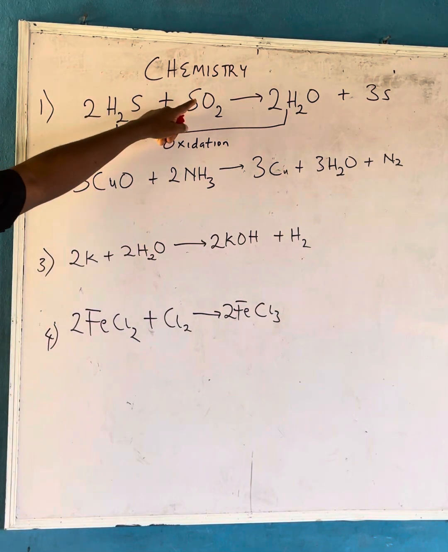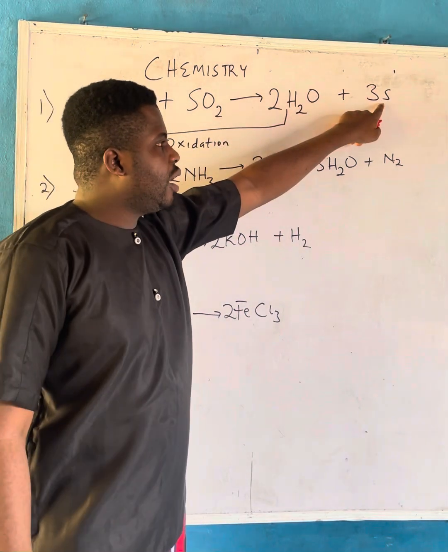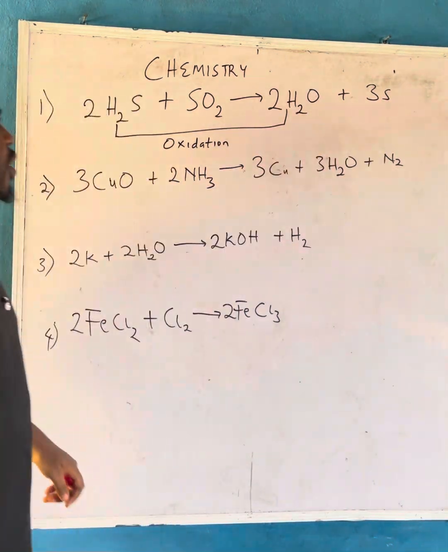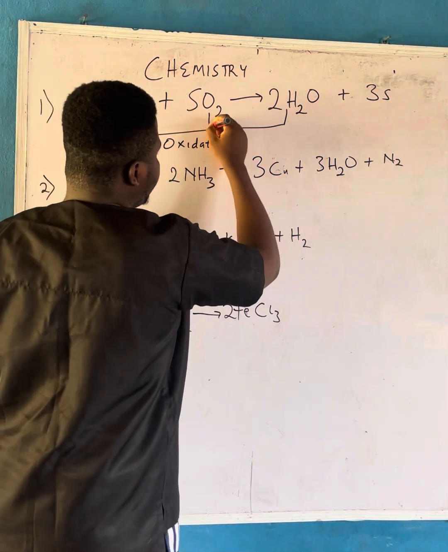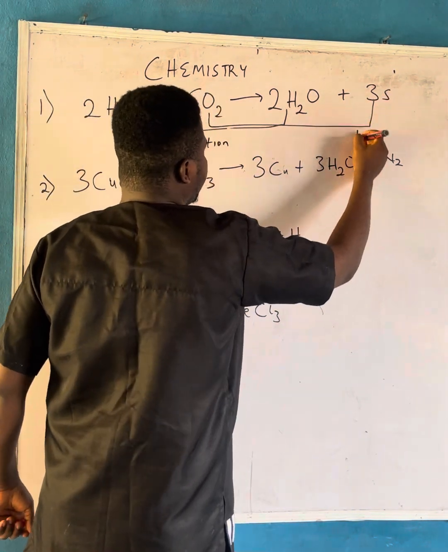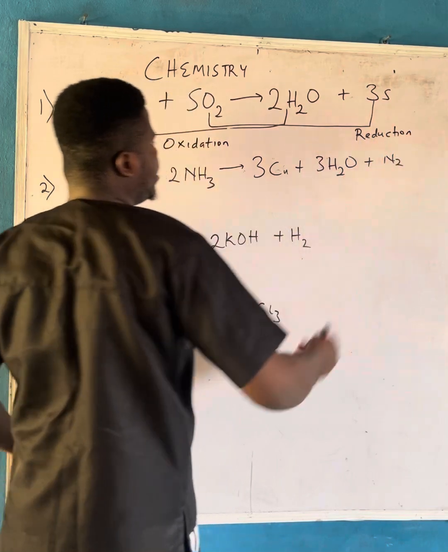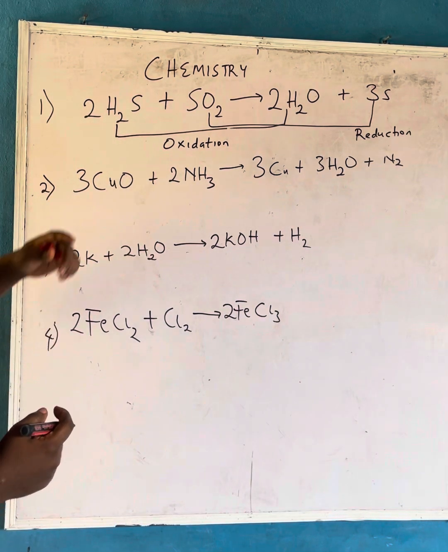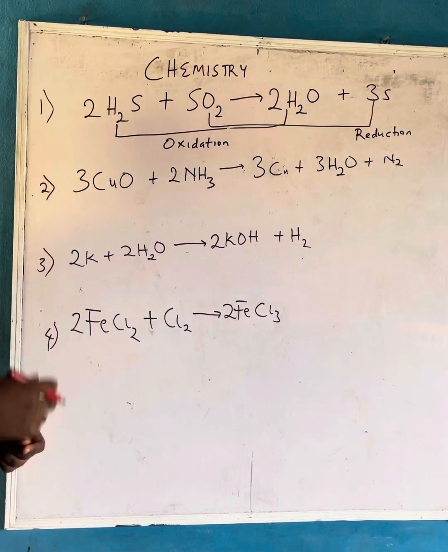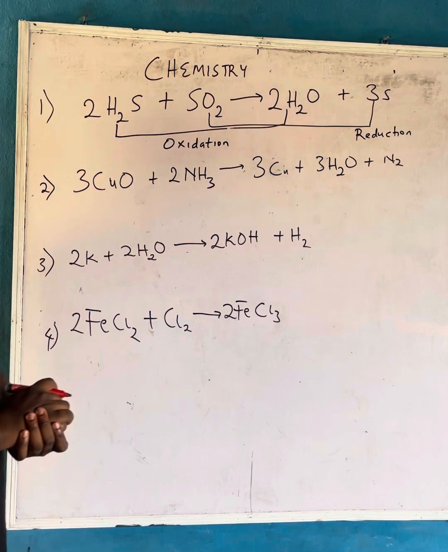And then if we notice our SO2, we have SO2 here, and then we just have 3S here. The oxygen has been removed here. So reduction is occurring. So don't forget one of the things that I said yesterday, that oxidation is the addition of oxygen, while reduction is the removal of oxygen.